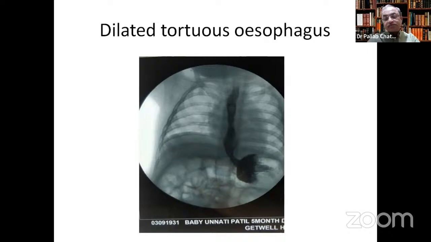So, GERD, we suspect it clinically. But when we want to prove it, there is no single gold standard test to diagnose GERD. And all of us, throughout the years, have used barium to diagnose GERD.